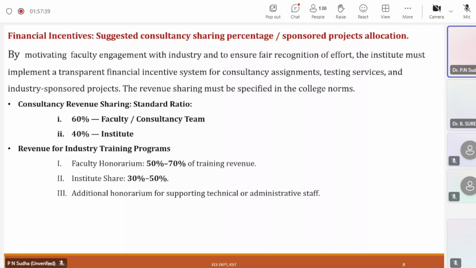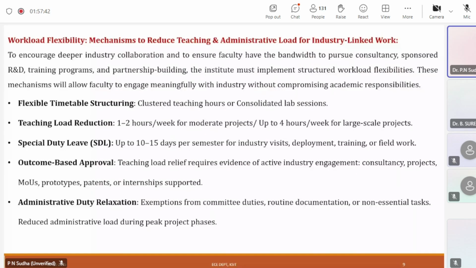The workload flexibility mechanism: to reduce teaching, learning, and administrative load for industry-linked work. To encourage deep industry collaboration and to ensure faculty have the bandwidth to pursue consultancy, sponsored research, training programs, and partnership building, the institute must implement structured workload flexibility. These mechanisms will allow faculty to engage meaningfully with the industry without compromising on academic responsibilities. First is flexible timetable structuring. Clustered teaching hours will help the faculty members complete their academic workload and then concentrate on their research. Teaching load reduction: 1 to 2 hours per week for a moderate project, and up to 4 hours per week for large-scale projects should be allocated separately.